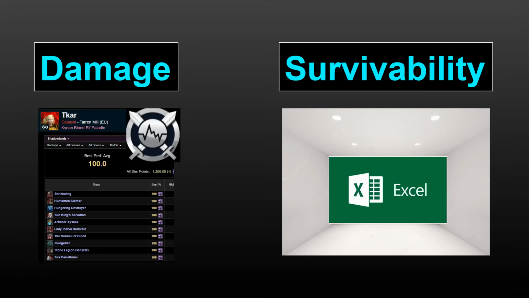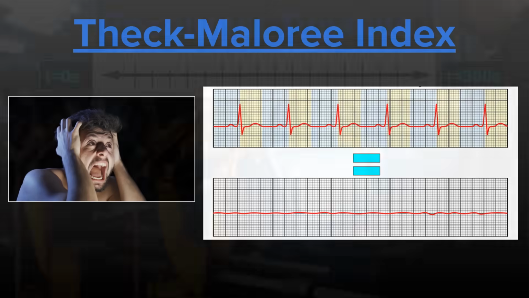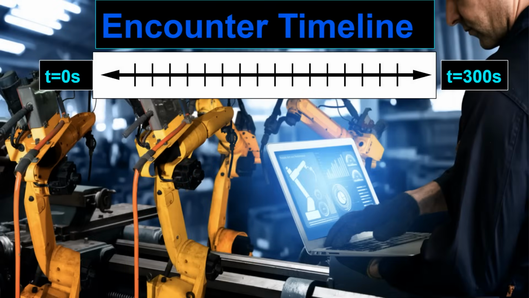The Theck-Meloree Index was particularly concerned by both the lack of a simulable metric for survivability and the inability of older effective health metrics to account for what is being called damage smoothness, especially in an era of World of Warcraft where enemy damage output was now spikier, and timing-sensitive abilities had a larger focus in this version of the game. As such, the development of TMI began, and I'm going to attempt to explain this metric as simply as humanly possible. Let's say we have a 5-minute raid encounter.